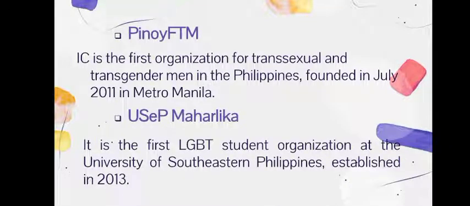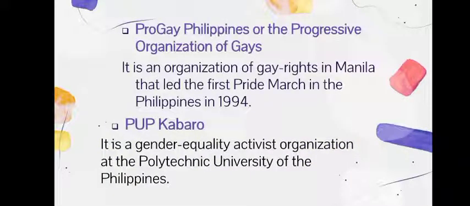Next is Pinoy FTM. It is the first organization for transsexual and transgender men in the Philippines, founded in July 2011 in Metro Manila. Next is UCAP Maharlika. It is the first LGBT student organization at the University of Southeastern Philippines, established in 2013. Pro-Gay Philippines, or the Progressive Organization of Gays, is an organization of gay rights in Manila that led the first Pride March in the Philippines in 1994.